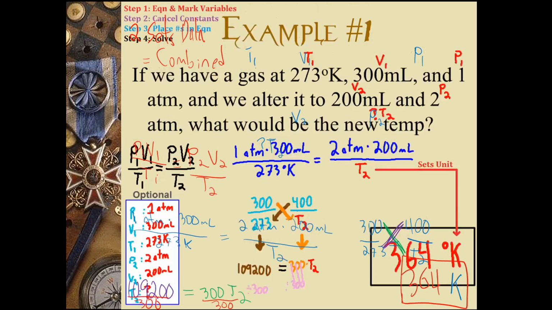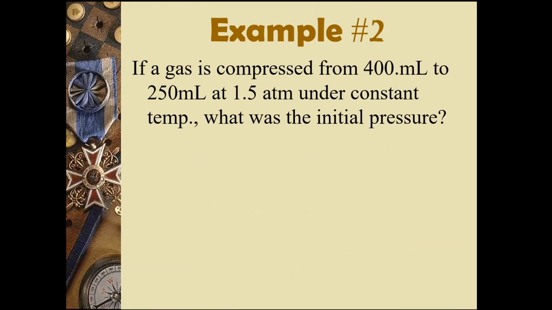Let's take a look at another one. If a gas is compressed from 400 milliliters to 250 milliliters at 1.5 ATM under constant temperature, what was the initial pressure? First off, we need to figure out what law we are using. Notice I've got milliliters, and it goes from one thing to another, which means we have two data sets, a beginning and an end, which means this is combined. There's no grams, no moles, so there we go.